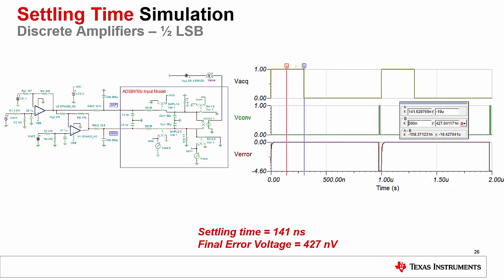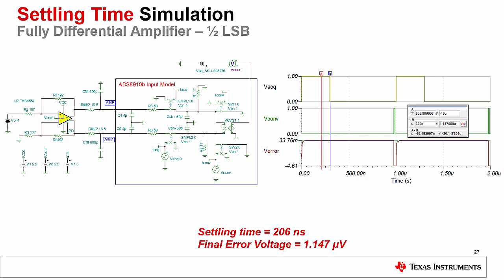For the discrete configuration, the time it takes the error signal to settle within 1/2 LSB is about 141 nanoseconds, which is under the ADC's acquisition time of 300 nanoseconds. Our final error voltage at 300 nanoseconds is 427 nanovolts.